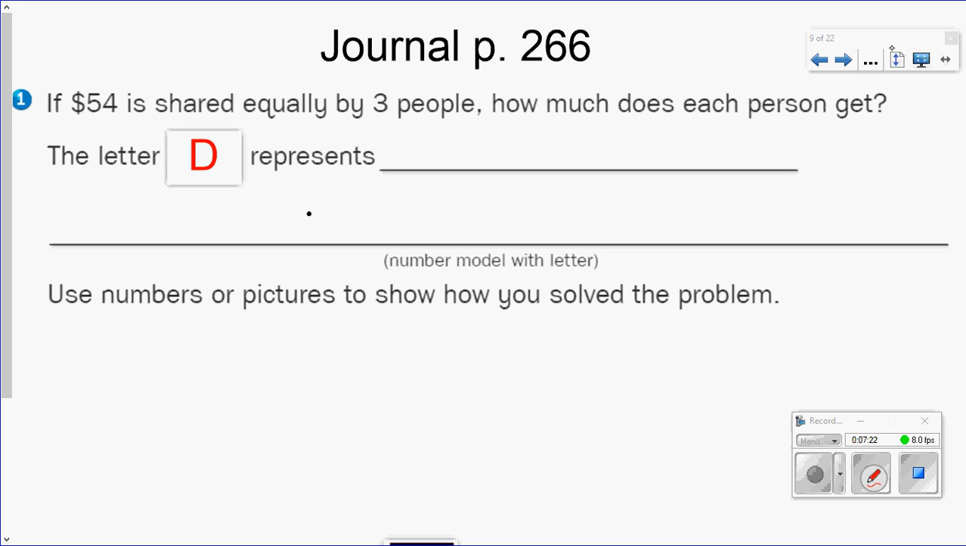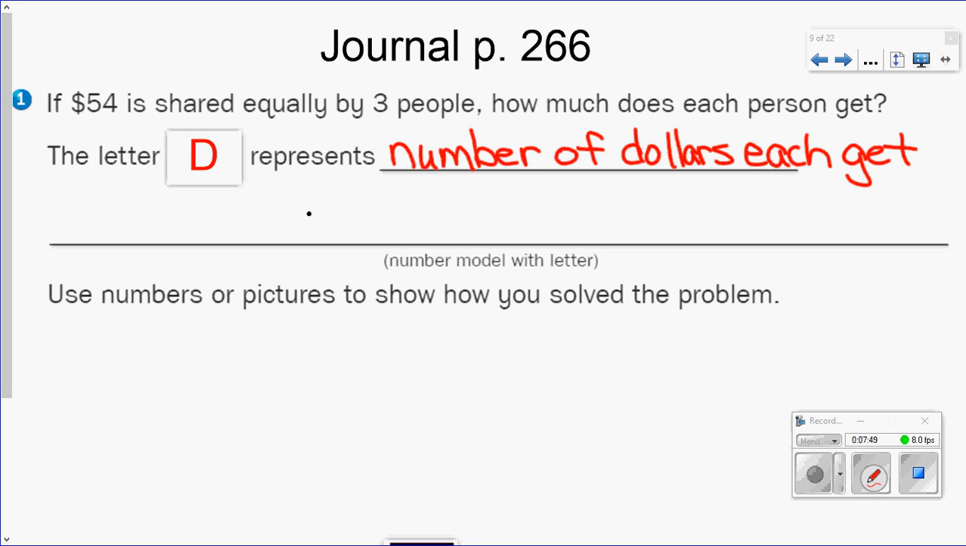It says, if $54 is shared equally by 3 people, how much does each person get? Well, the first thing we want to know is, what does the D represent? And the D represents the number of dollars each person gets. Okay, and now we want to come up with a number model using my letter D.